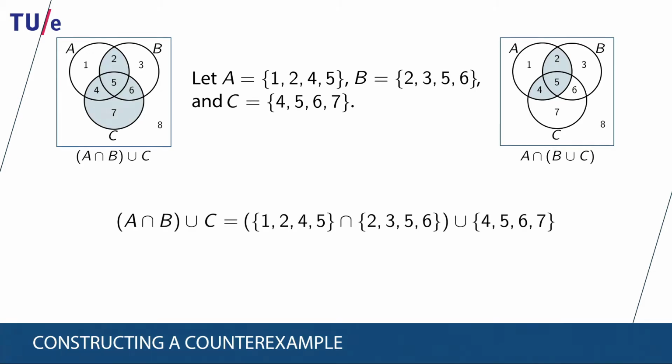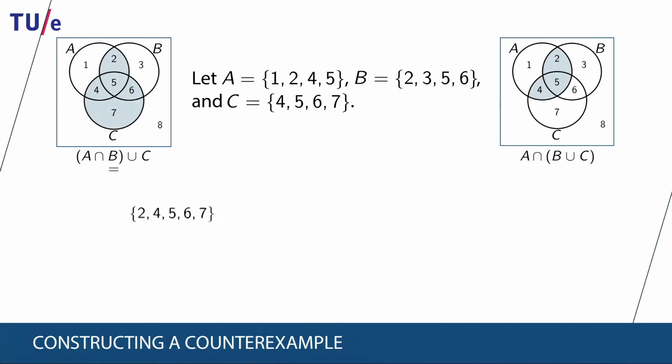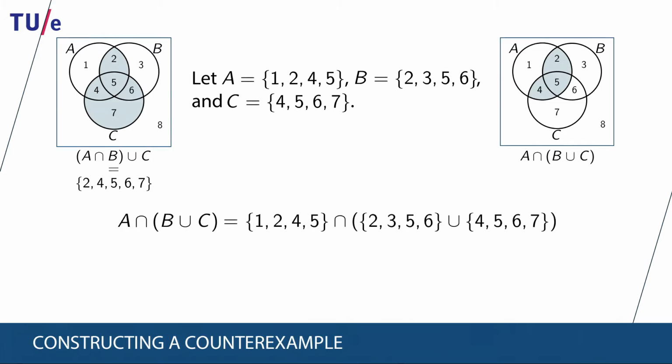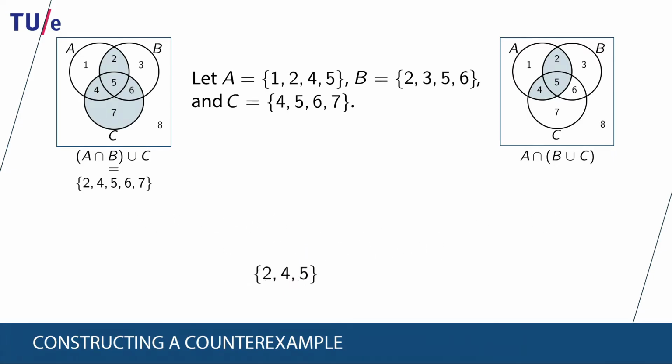The left-hand side expression can be computed easily. First, we work out the values of the intersection, and then we compute the union. We find the set consisting of the numbers 2, 4, 5, 6 and 7 as the value of the left-hand side expression. The right-hand side expression can be computed in a similar fashion. But now first the union is computed, and then the intersection, resulting in the set consisting of the numbers 2, 4 and 5 as the value for the right-hand side expression.